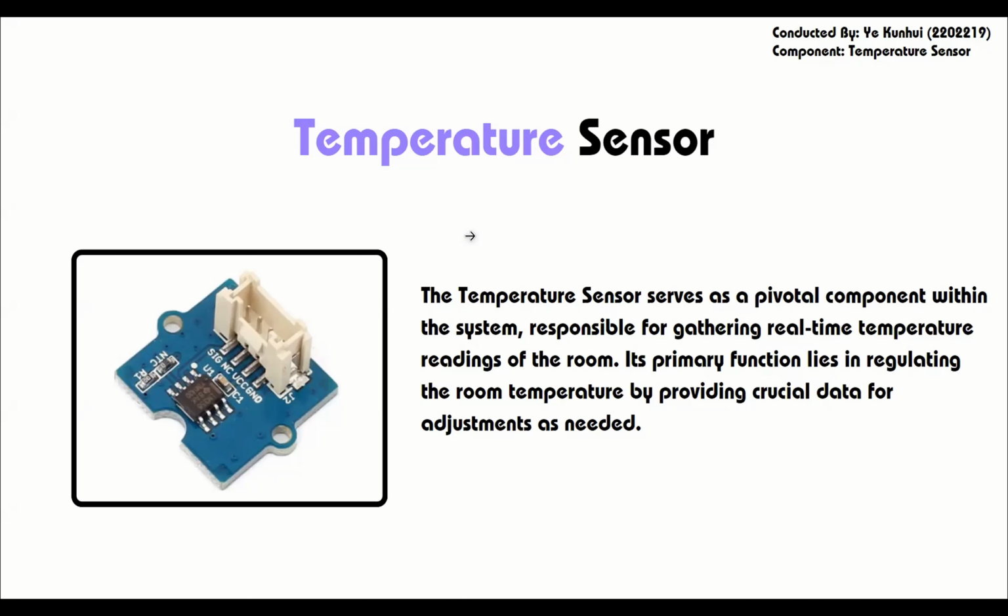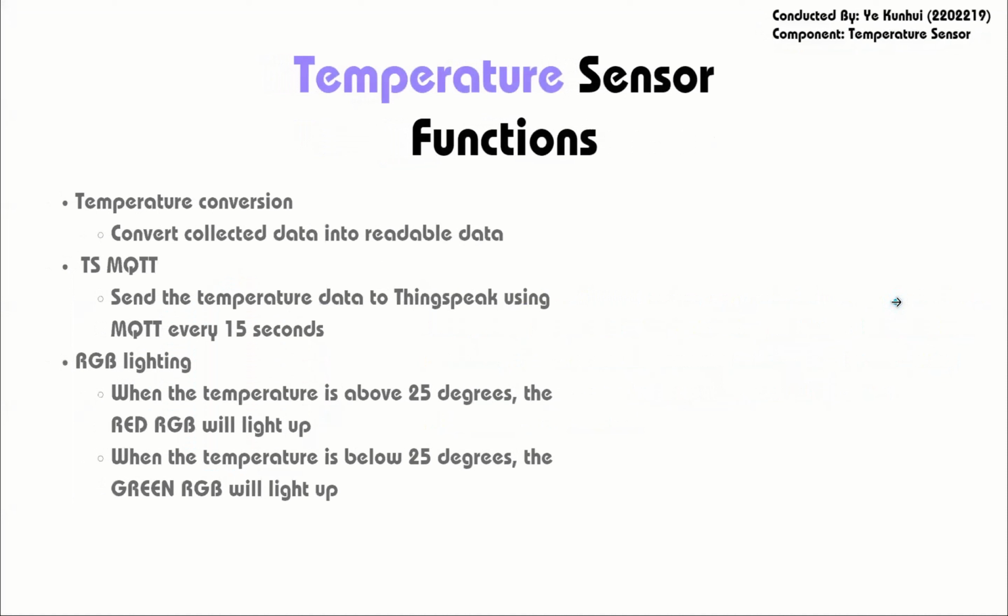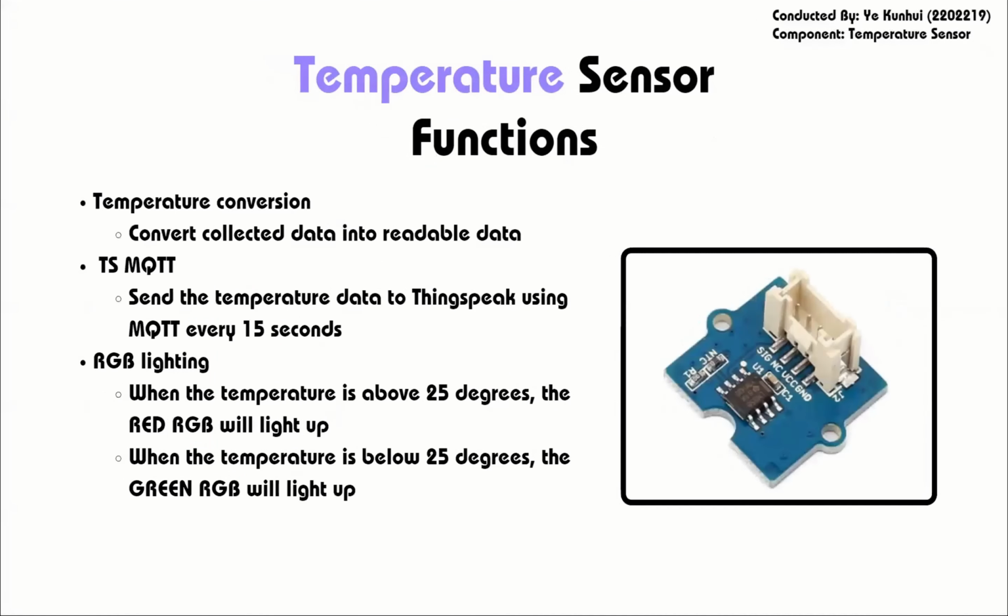Moving on, let's talk about the functionalities and integration of these temperature sensors. First off, the sensor is responsible for transforming temperature readings into a readable format. These readings are sent to ThinkSpeak Field 1 via MQTT every 15 seconds, ensuring that we always have the most current information. A notable aspect of this system is the RGB lighting response. When the room's temperature goes above 25 degrees Celsius, a red RGB light is triggered as a warning sign. On the other hand, if the temperature falls below this level, a green RGB light illuminates, signaling a cooler temperature.